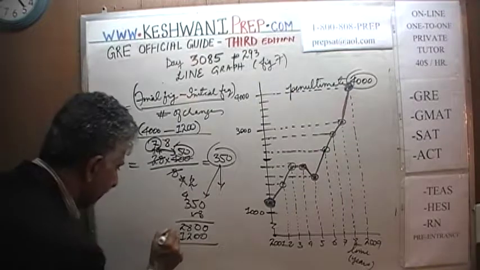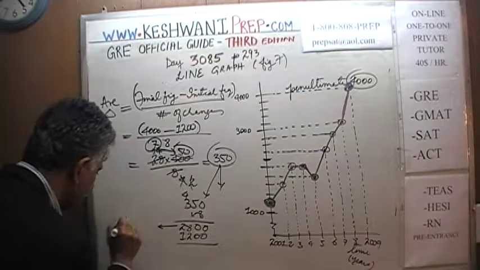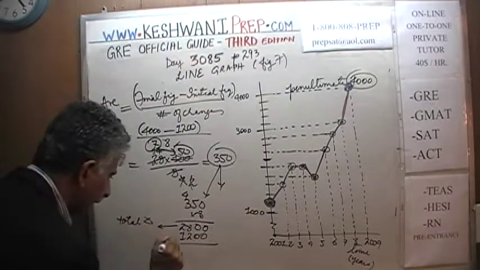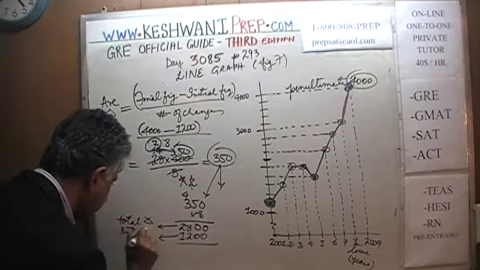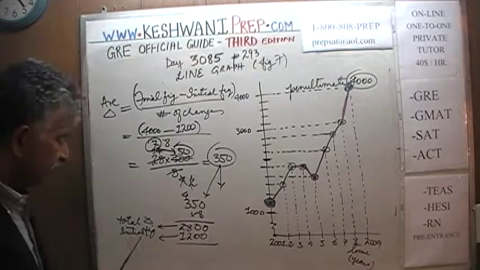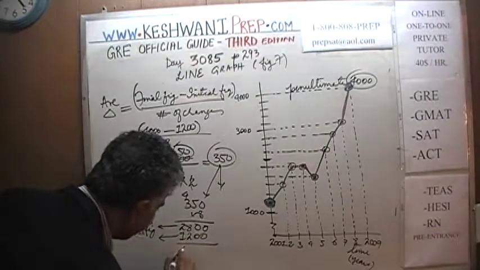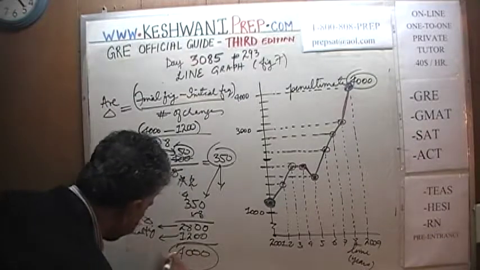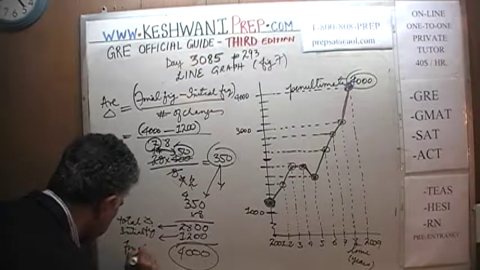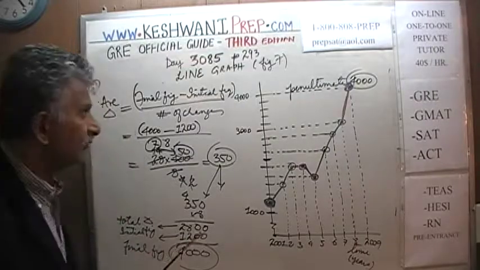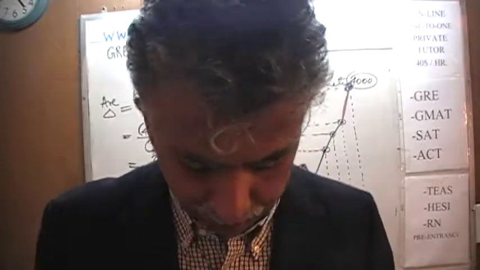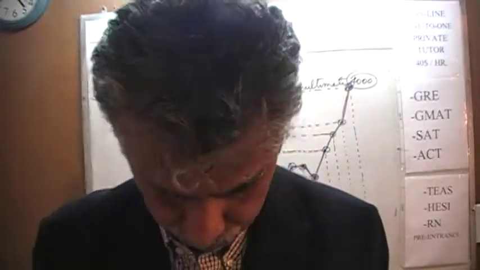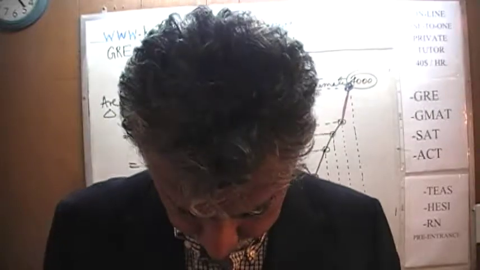So if this is the total change, and that's the initial figure, then total change plus the initial figure must give us the final figure. Exactly what we see there. It all adds up, by Jove. Do you understand?